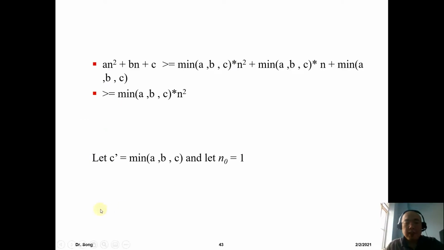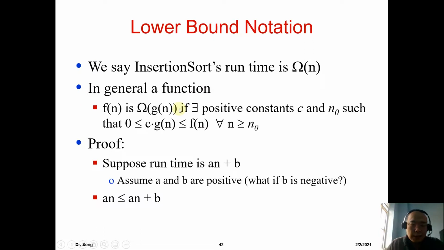Okay, so if we stop here, we make the c as the mean of the ABC, and then we let the n be 1. And what do we have? So now we are having a polynomial, and this polynomial is always lower than this original polynomial. So what is that? So let's take a definition.